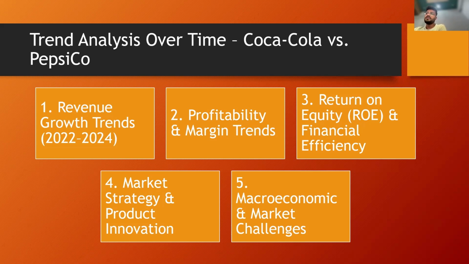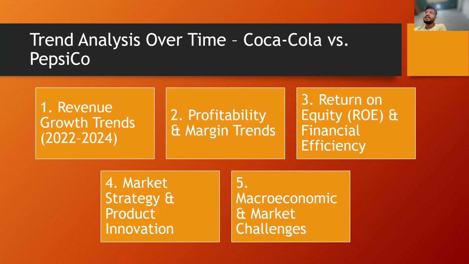For PepsiCo, revenue growth has fluctuated due to changing consumer preferences and cost pressures. Revenue rose from $86.4 billion in 2022 to $92.7 billion in 2024, but growth slowed in 2024 due to weakened US demand and inflationary cost increases. PepsiCo's reliance on the snack food segment provided some resilience.